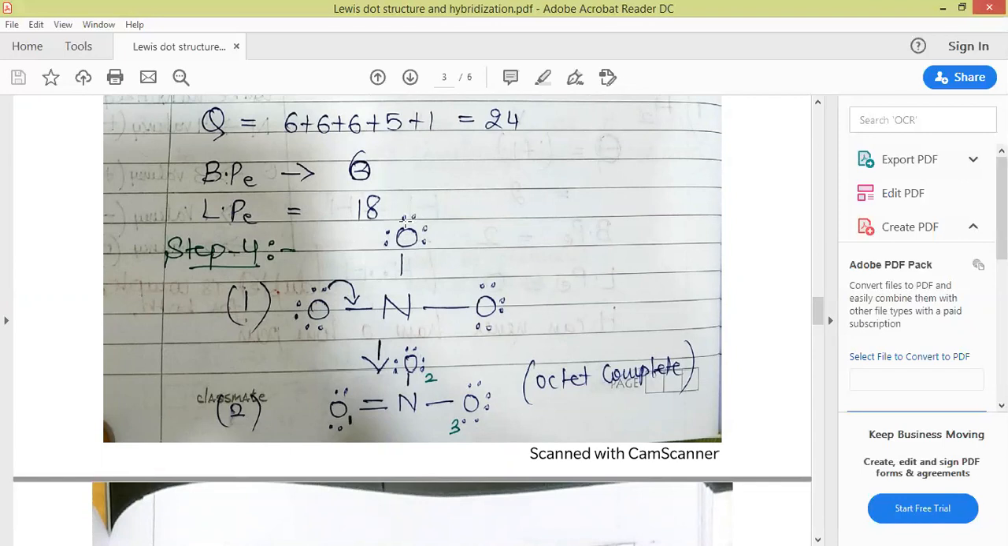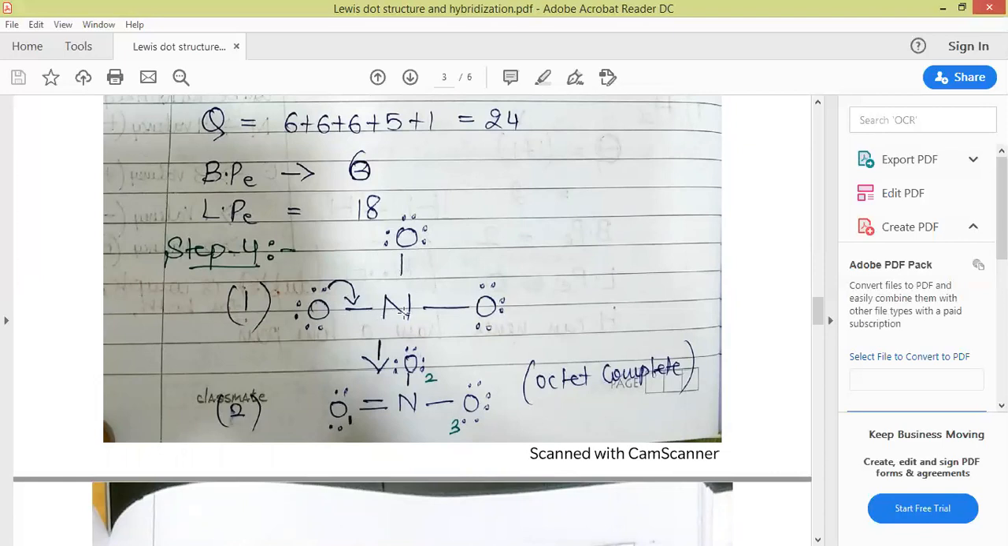Here in this step, we have given 3 lone pairs to each oxygen. So that makes a total of 18. Based upon that, we'll start looking at whether the octets are complete for the corner atoms. Here we can see that the octet of the corner atom is complete: 6 electrons from the lone pairs and 2 electrons from the bond pair. So the octet for each oxygen is complete.